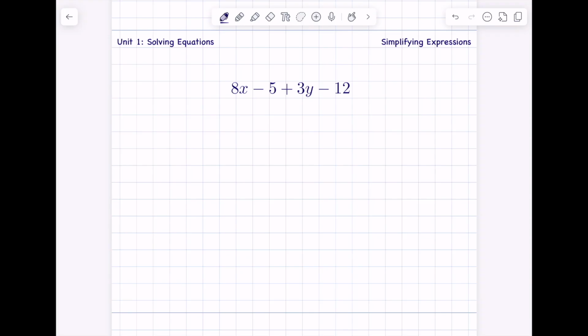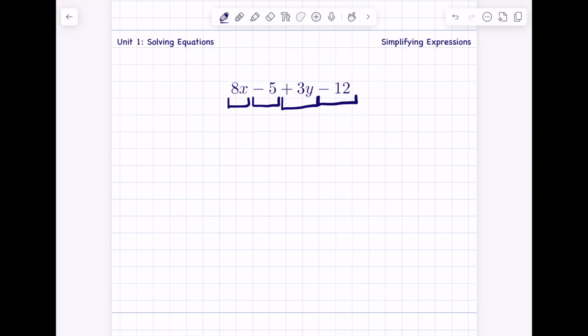This is our expression: 8x minus 5 plus 3y minus 12, okay? Notice it's not an equation. It does not have an equal sign, okay? It's just an expression, and it's made up of 4 terms, okay? So we have our first term, which is 8x. We have our second term, which is minus or negative 5. We have our third term, which is plus or positive 3y. And we have our fourth term, which is negative or minus 12, okay?